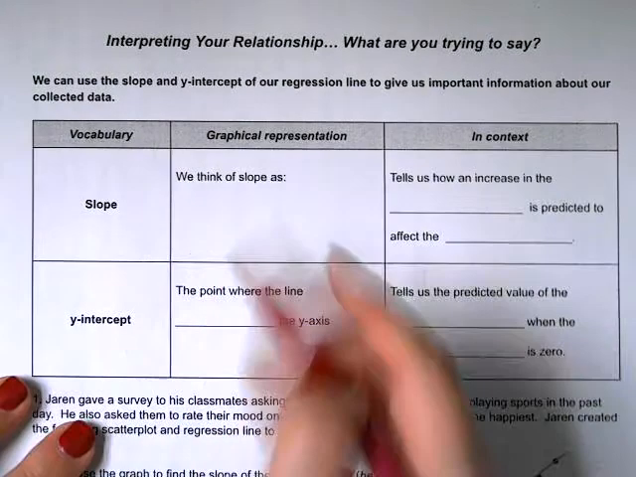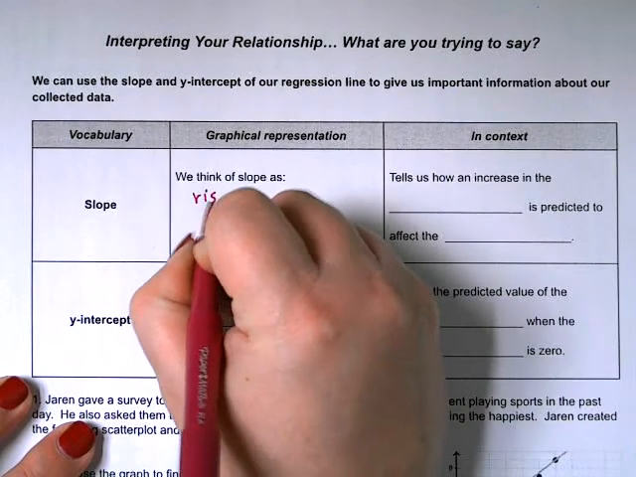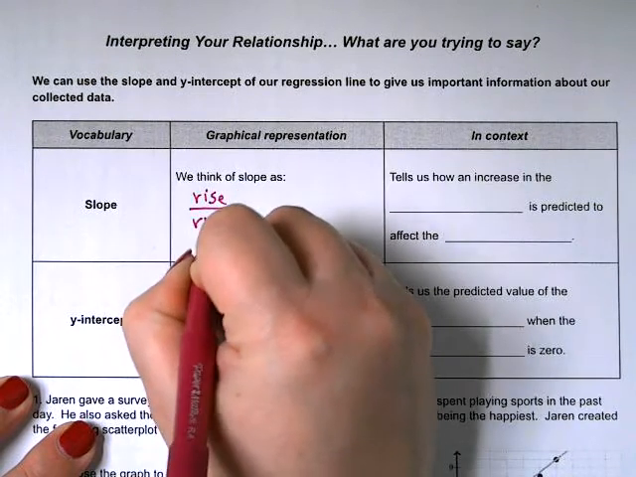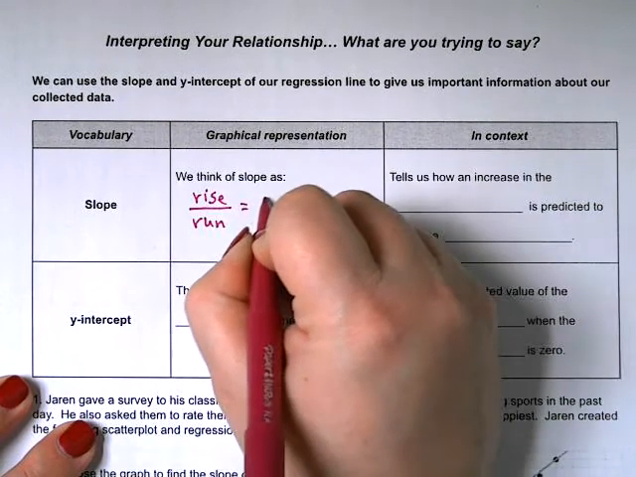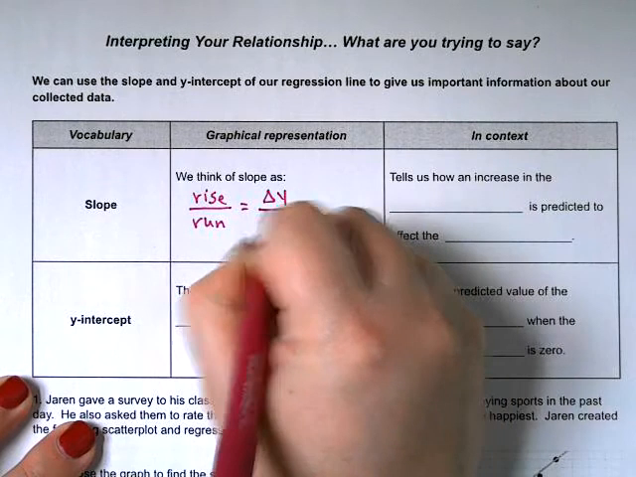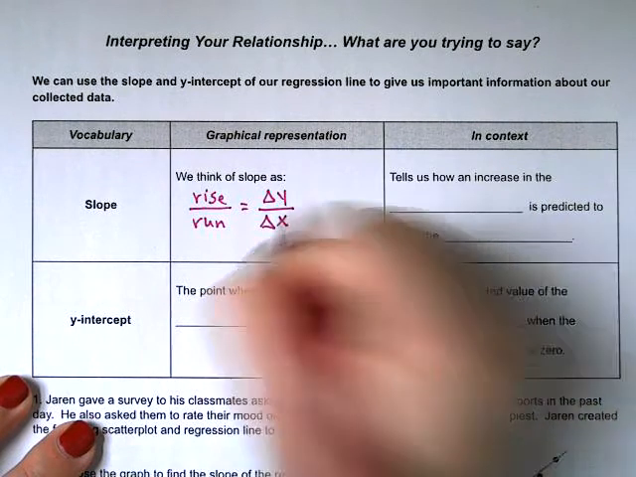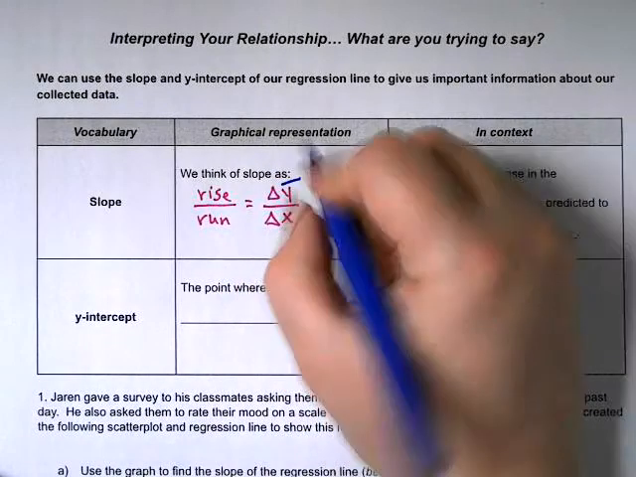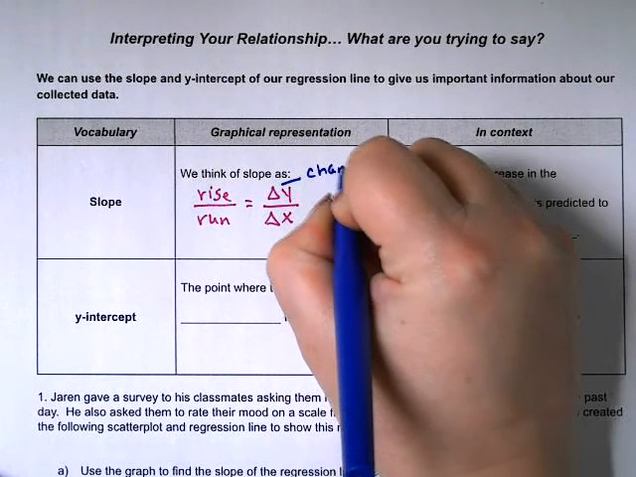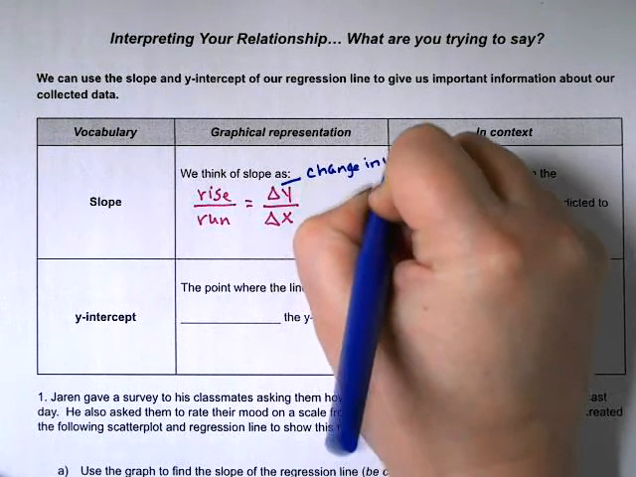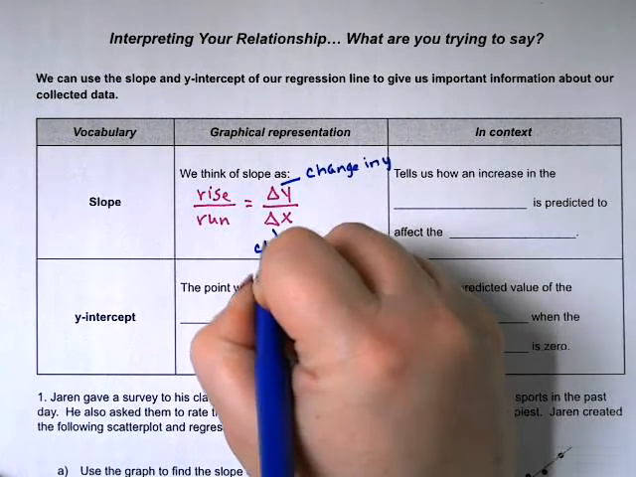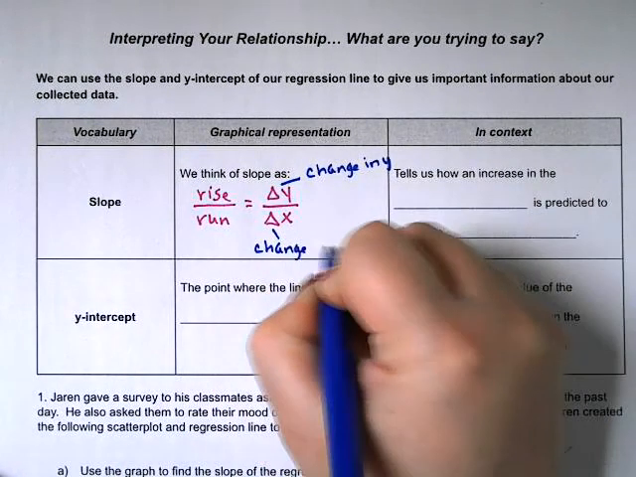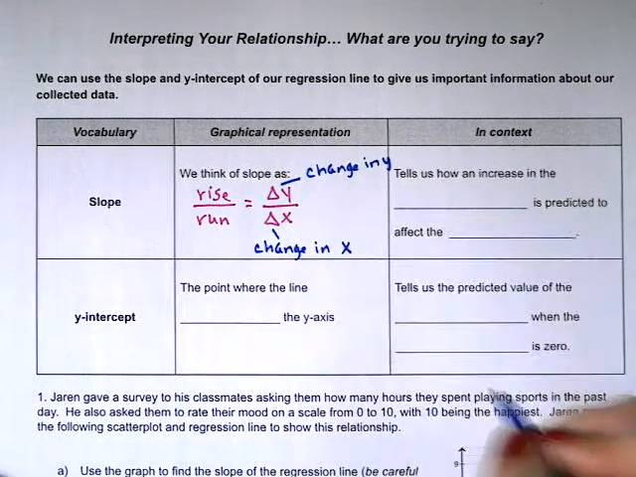We know that slope is rise over run. Or another way to say it is we can say that change in y over the change in x. So remember that triangle symbol there means change. So it's the change in y over the change in x. That's what our slope really is.